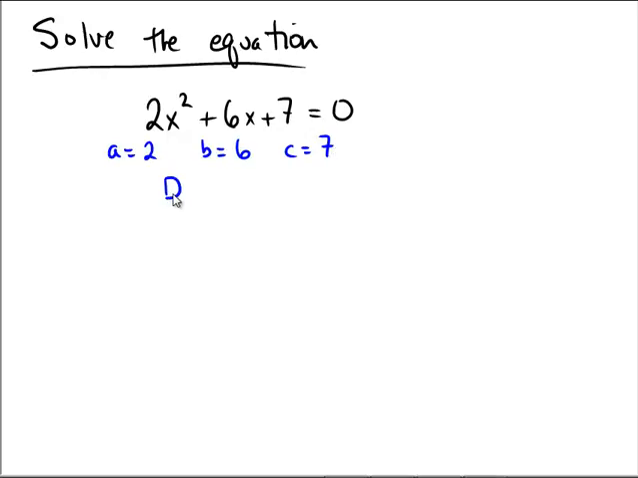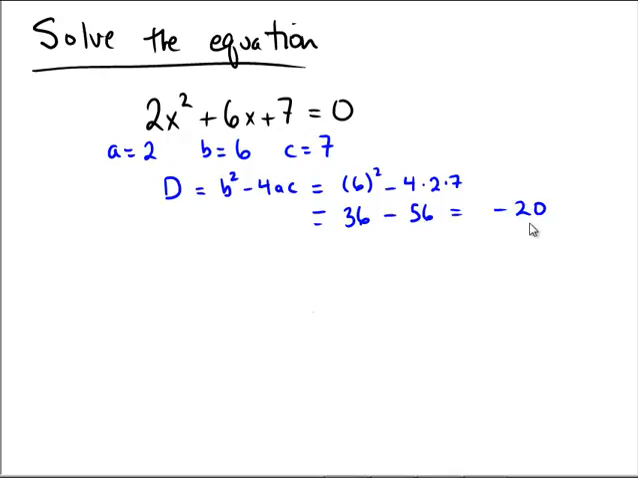Now I also like to calculate D, where D is the discriminant. So that's equal to b squared minus 4 times a times c. In this case it's going to be 6 squared minus 4 times 2 times 7, which is 36 minus 56. So that's a negative 20. Oh great, so we have a negative discriminant, which means our solutions are actually going to be imaginary.